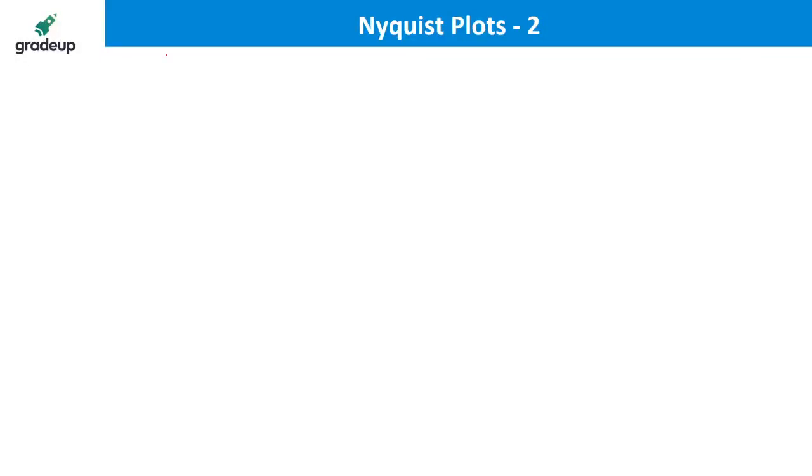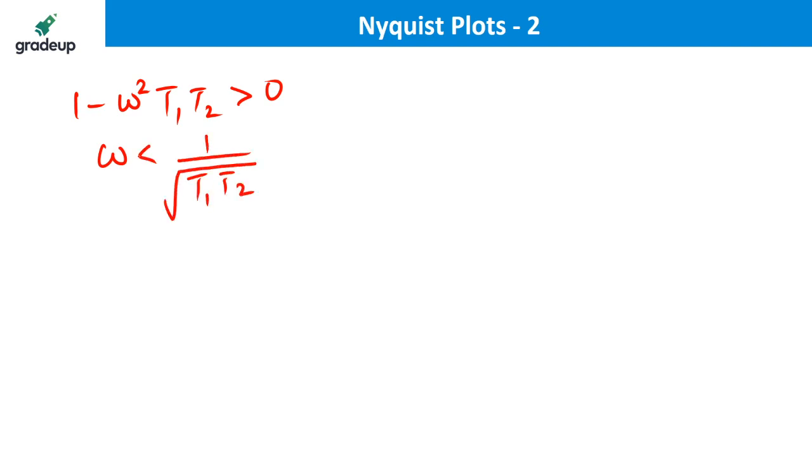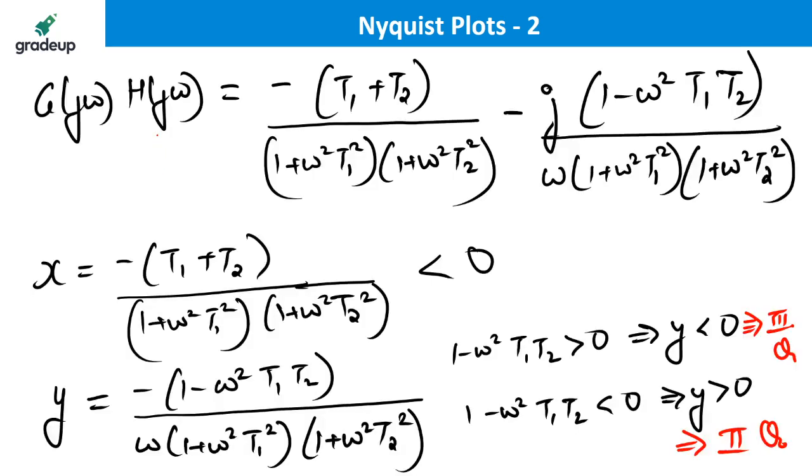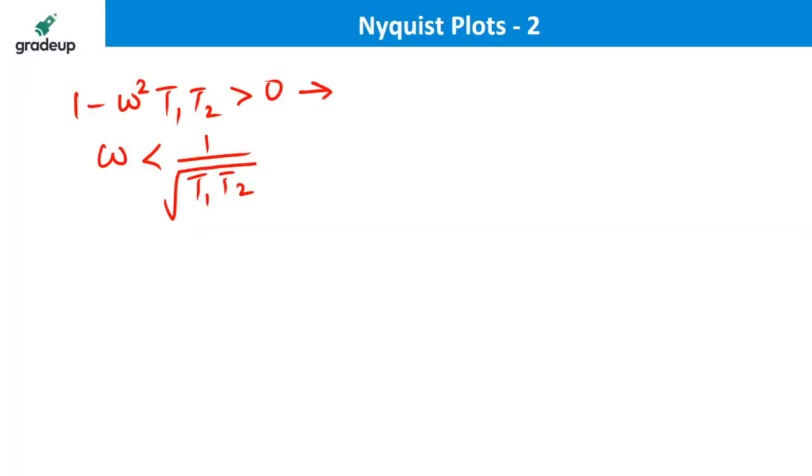That means this frequency has a little bit of importance. That is why I am solving in detail. Many of the concepts will be opened by this question. 1 minus omega square T1 T2, if it is positive, that means omega is less than 1 upon root T1 T2. And when it is positive, y is negative, and that is the case of third quadrant. Then 1 minus omega square T1 T2, if it is negative, y becomes positive and the graph goes to second quadrant.